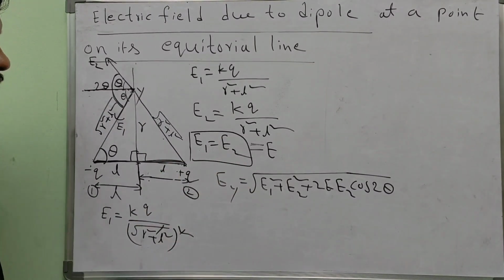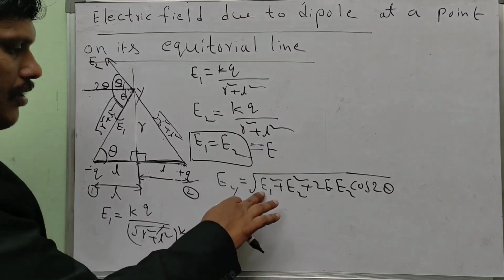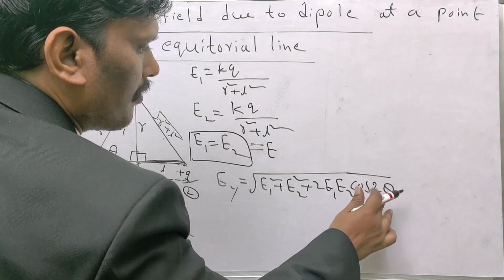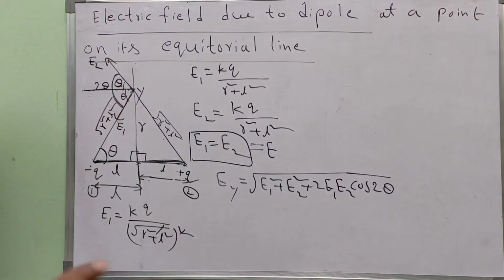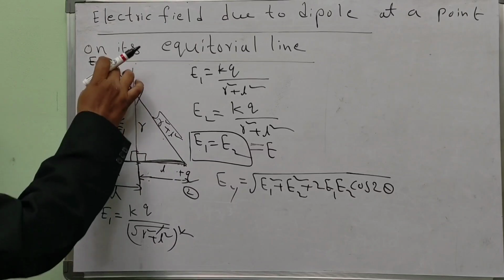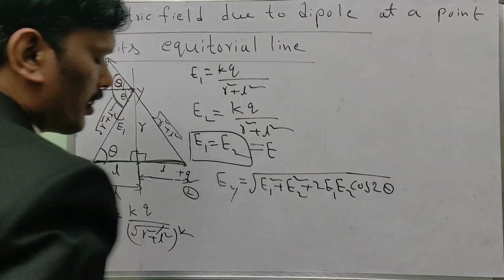Why? Because electric field is a vector quantity. Root of E1 square plus E2 square plus 2 E1 E2 cos theta, where theta is the angle between the two electric fields. Here, what is the angle between the two electric field vectors? 2 theta. That's why I am going to write 2 theta.